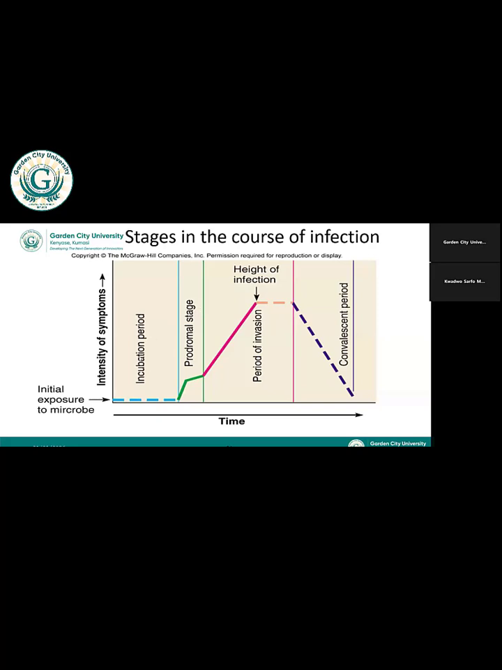For some organisms, whilst they are incubating, they can be shared into the environment.